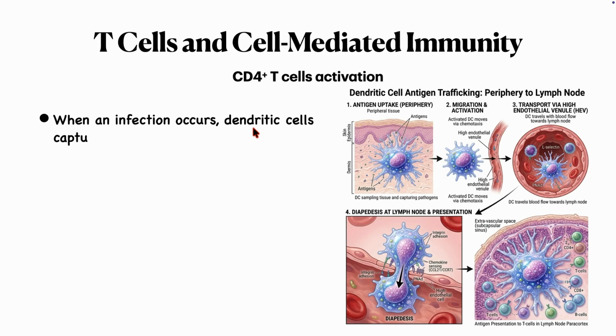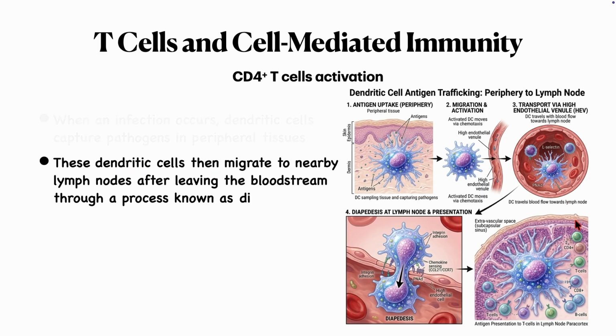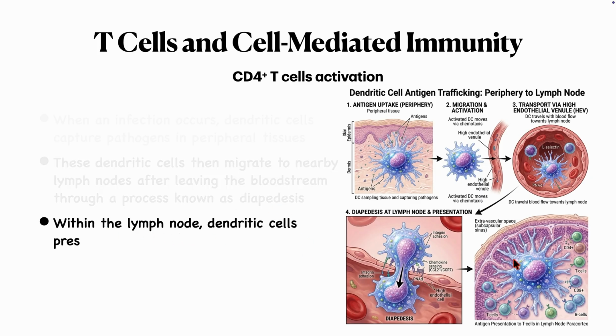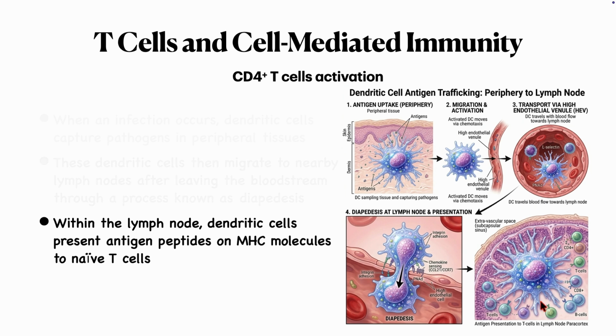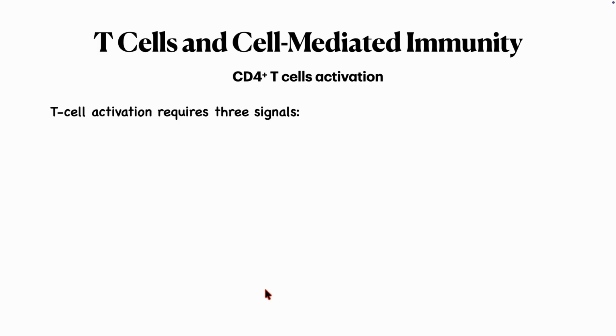Now let's see how CD4 T cells are activated. When an infection occurs, dendritic cells capture pathogens in peripheral tissues. These dendritic cells then migrate to nearby lymph nodes after leaving the bloodstream through a process known as diapedesis. Within the lymph node, dendritic cells present antigen peptides on MHC molecules to naive T cells. However, antigen recognition alone is not enough.